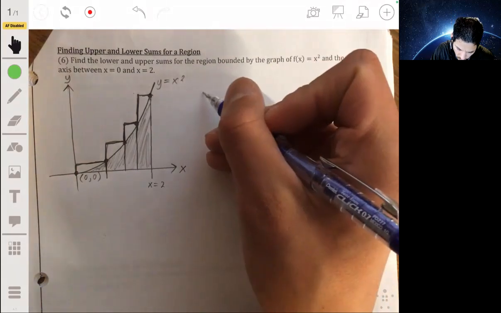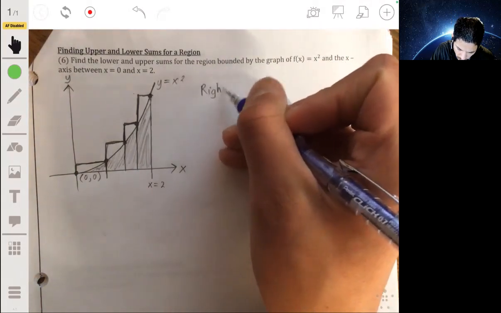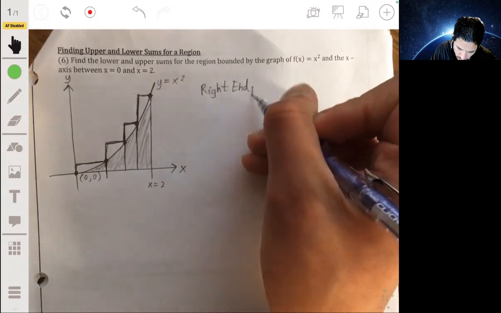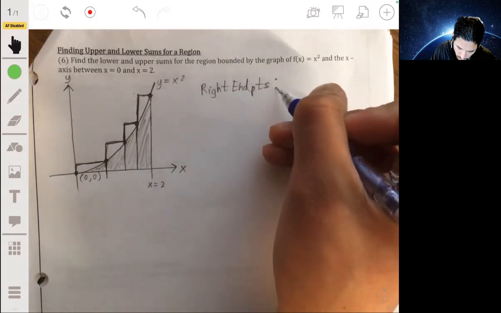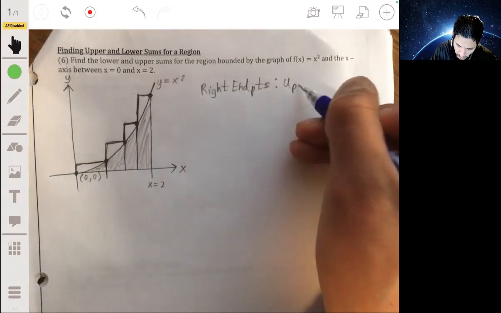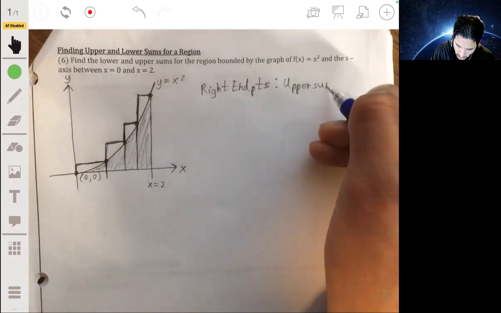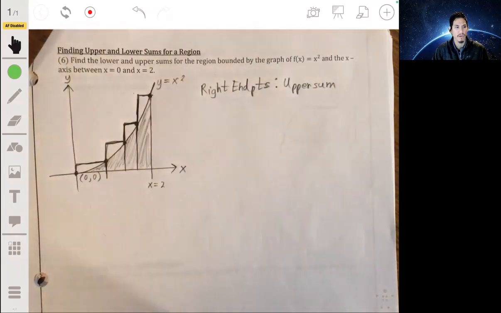So using right endpoints, this would give us an upper sum. So let's first calculate this one. For the upper sum, let's find a way to represent the values of the heights and the widths of each rectangle.